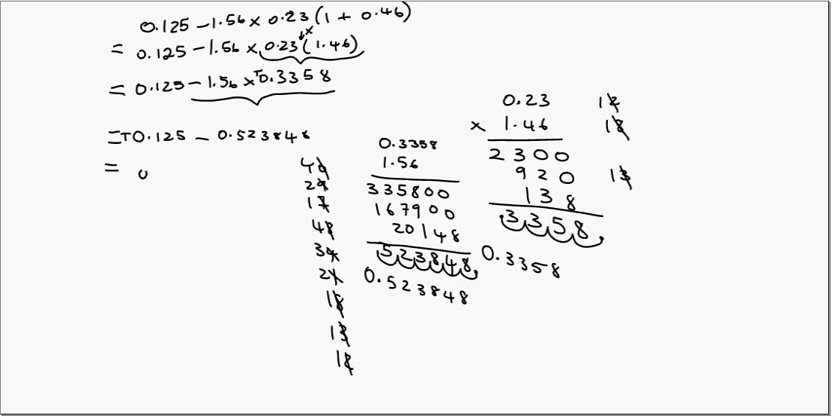So we do 0.523848, and we're going to take away from that 0.125. And whatever result we get here, we're going to keep the sign of the larger number, which is negative, because 0.5238 is larger than 0.125. So we're going to keep that sign when we finish the subtraction. Okay? So let's do the subtraction.